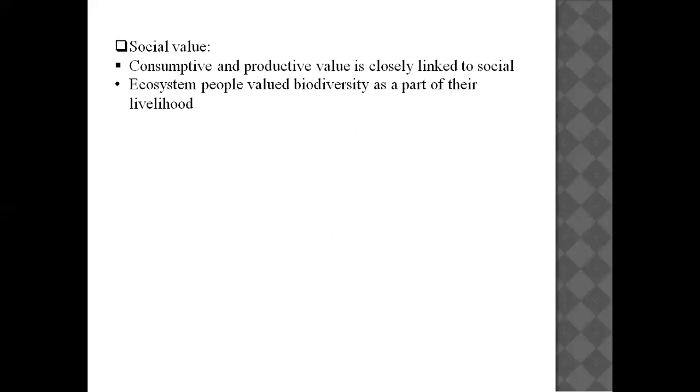In earlier times, people in traditional society used to worship nature. They used to respect nature and conserve biodiversity. Conservation of biodiversity was linked to their social livelihood pattern. These earlier people knew that if they conserved biodiversity, only then could they lead a healthy life, and if they destroyed biodiversity, it would lead to destruction of their quality of life. So ecosystem people value biodiversity as a part of their livelihood.